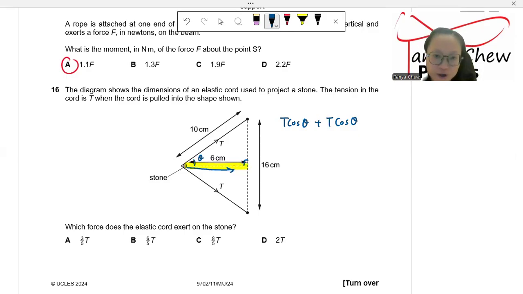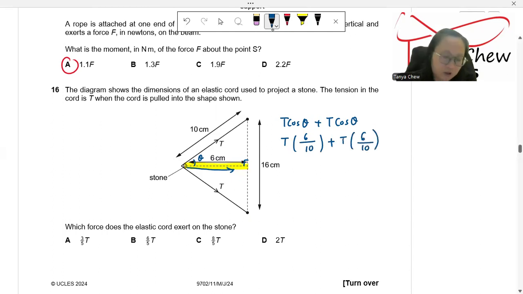I don't have the value of tension, but for cos theta, I want you to see this. This horizontal line is 6 cm. Cos is adjacent over hypotenuse, so you use 6 cm divided by 10 cm hypotenuse, times T. So you get 6 over 10 plus 6 over 10, which is 6 over 10 times 2. So you get 6 over 5 T. 6 over 5 T is the answer, which is B.